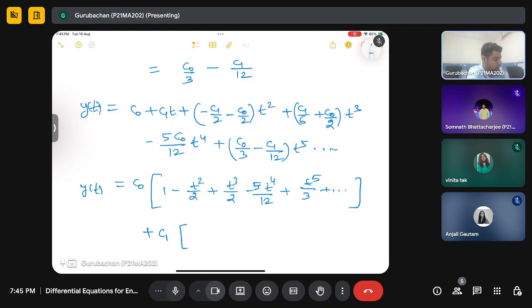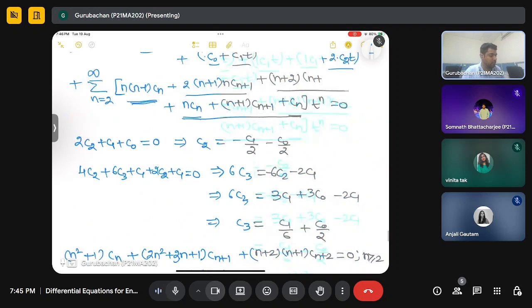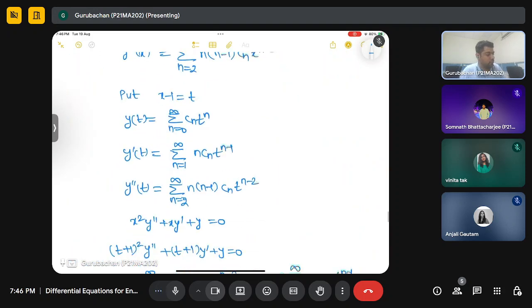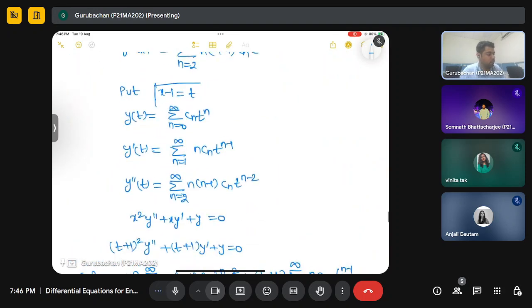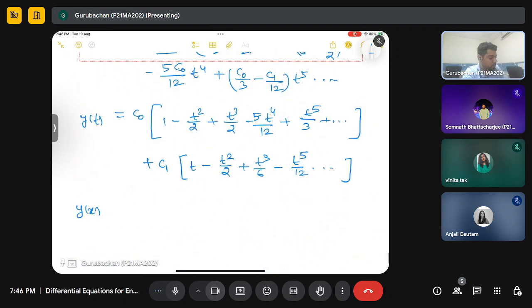Now C1 will be, first of all, it is t here, and from the second expression, third term, it is minus t square by 2, another term t cube by 6, and another term t to the power 5 by 12. This is your expression for this Yt, and since we have assumed that t is nothing but x minus 1 in the starting, we have to put t equal to x minus 1 back into this solution.